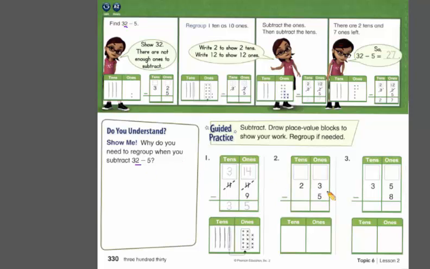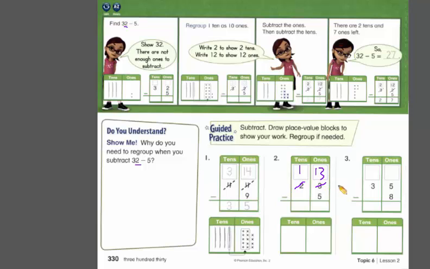One more example. Here, 23 minus 5. Can I subtract 5 from 3? No, there are not enough ones. So what you will do is ask the tens to help the ones. I will regroup 1 ten, so 1 is left. And then I will give the 10 ones to the ones. So 10 plus 3 is 13.